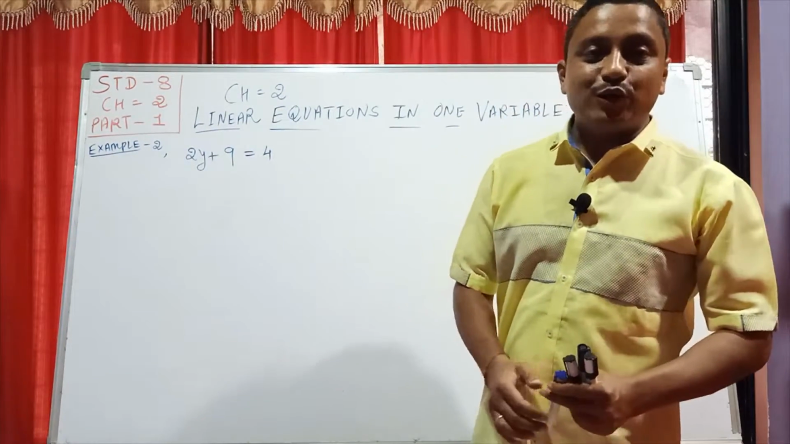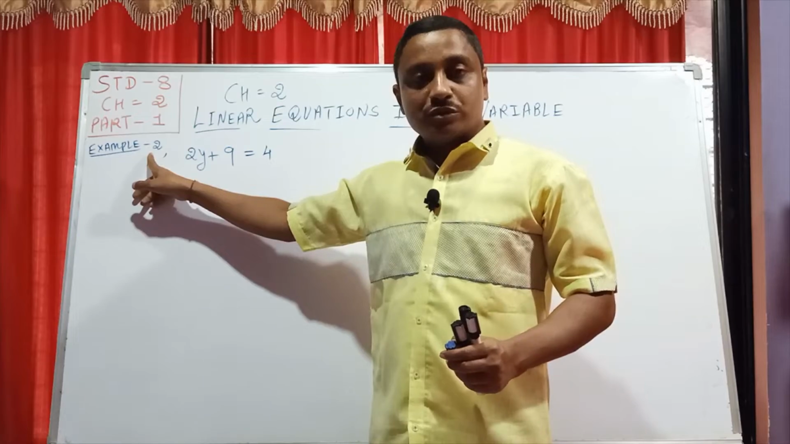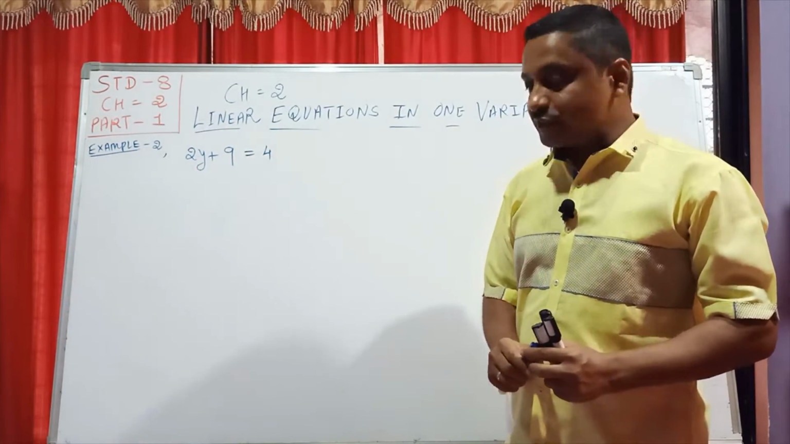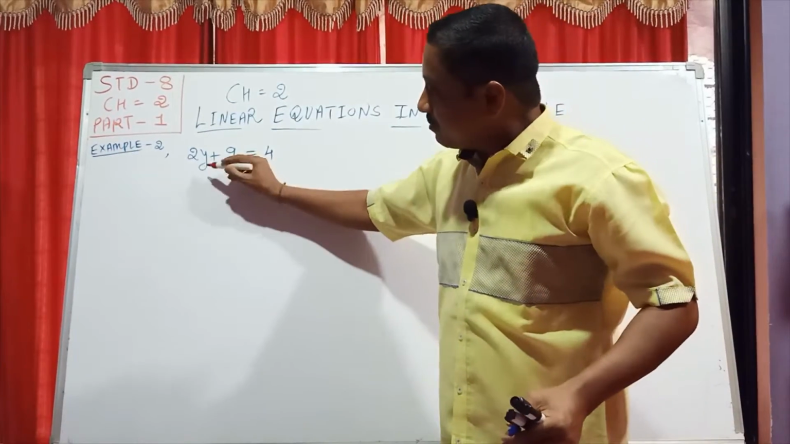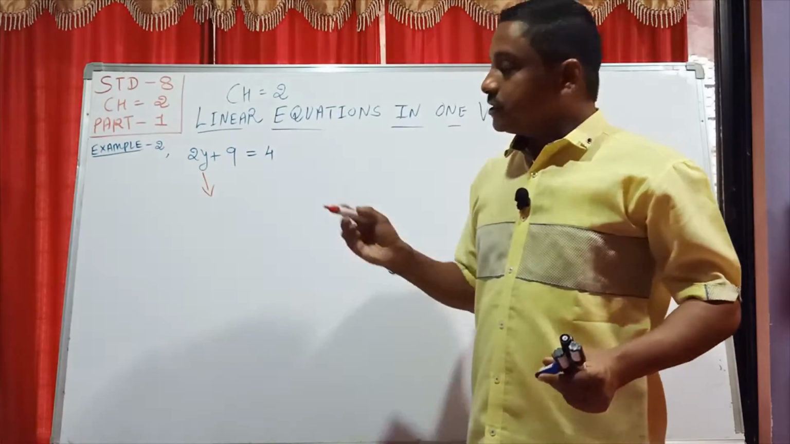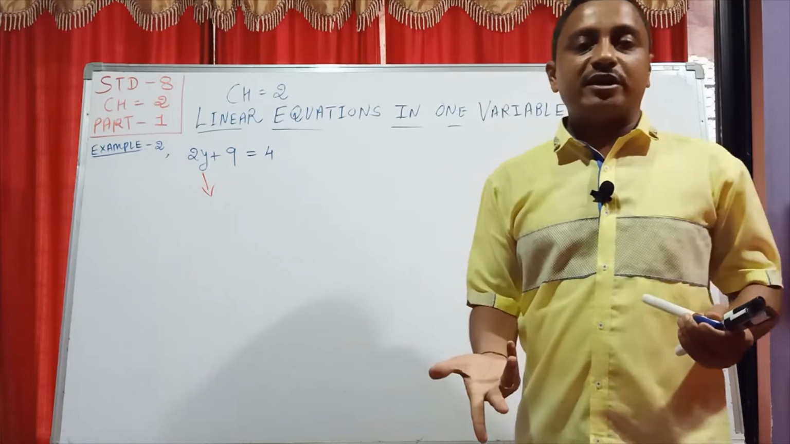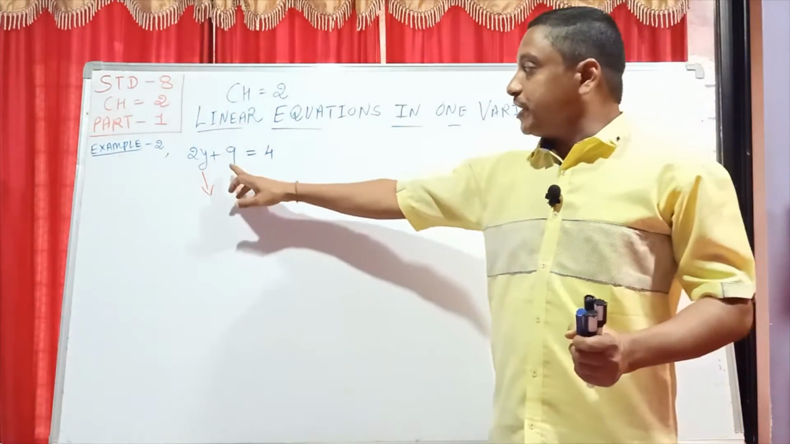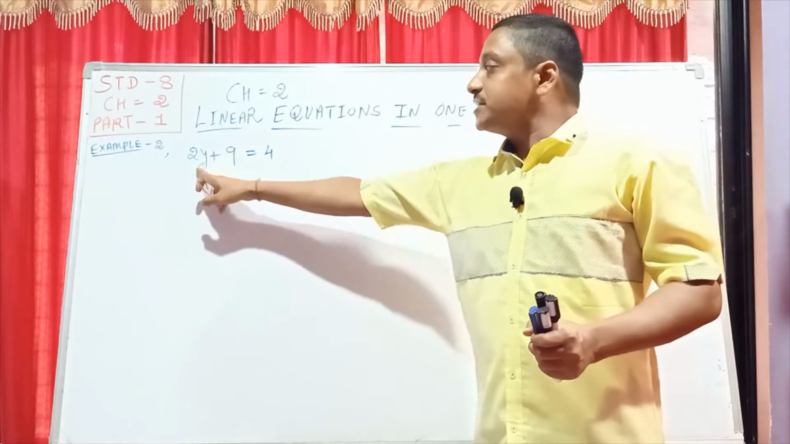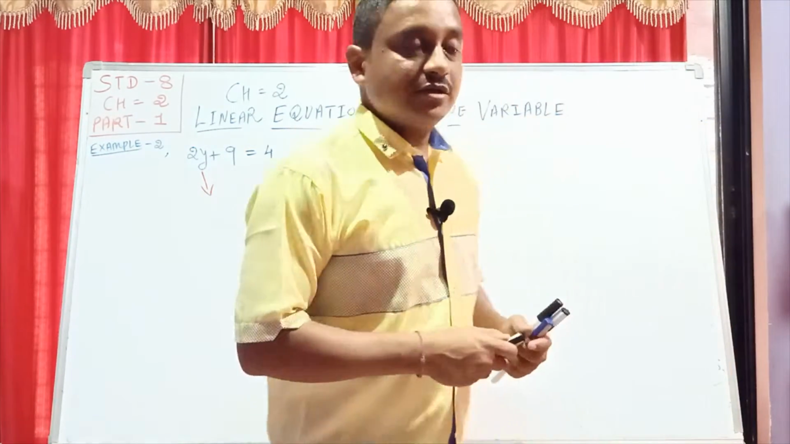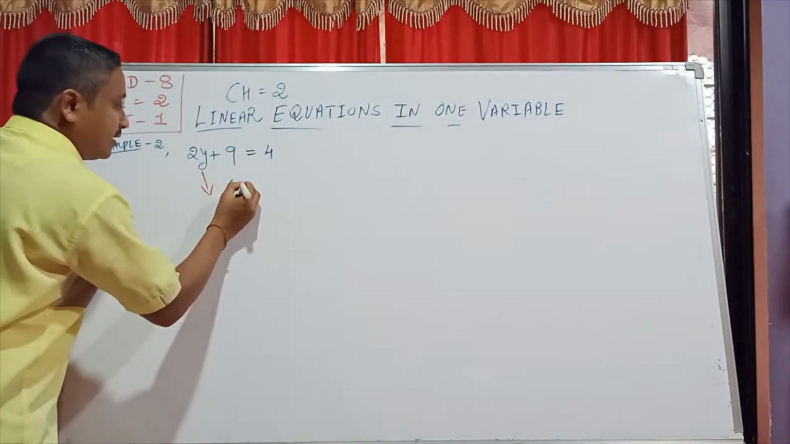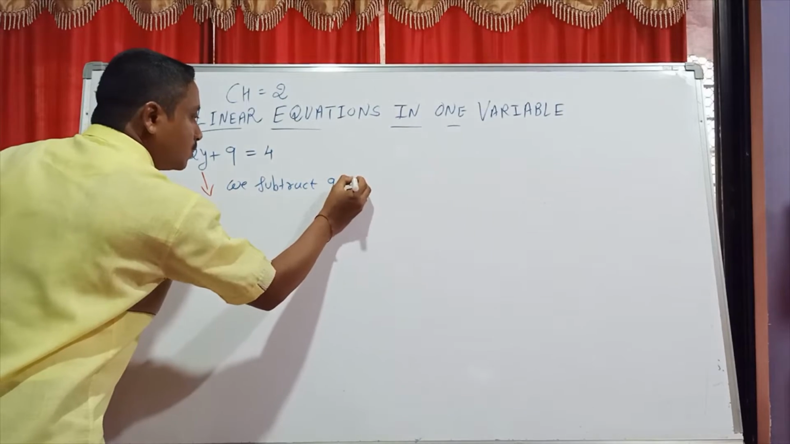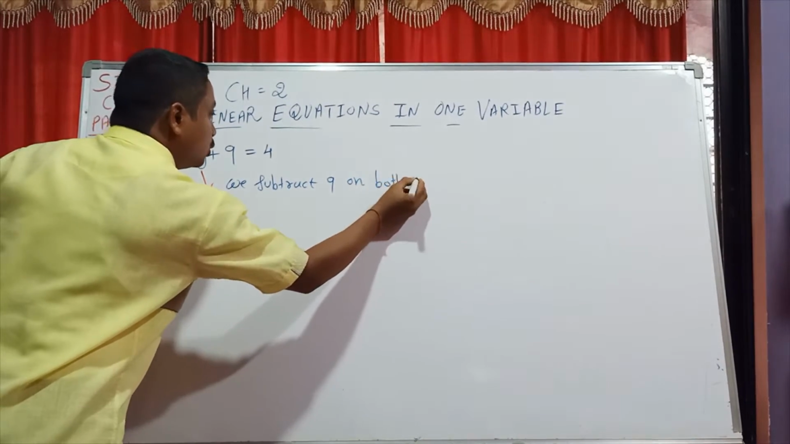Now students, I go to question number 2, example 2. Our question is 2y plus 9 is equal to 4. Yes students, here y is your variable. See students, any variable can be given in the exam: x, y, z, a, b, c, d. So first I check the plus 9. Subtract 9 on both sides. So here we subtract 9 on both sides.